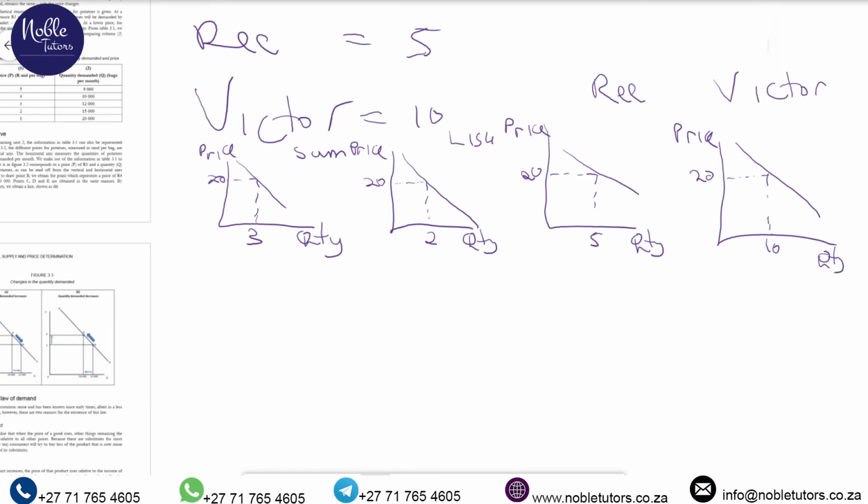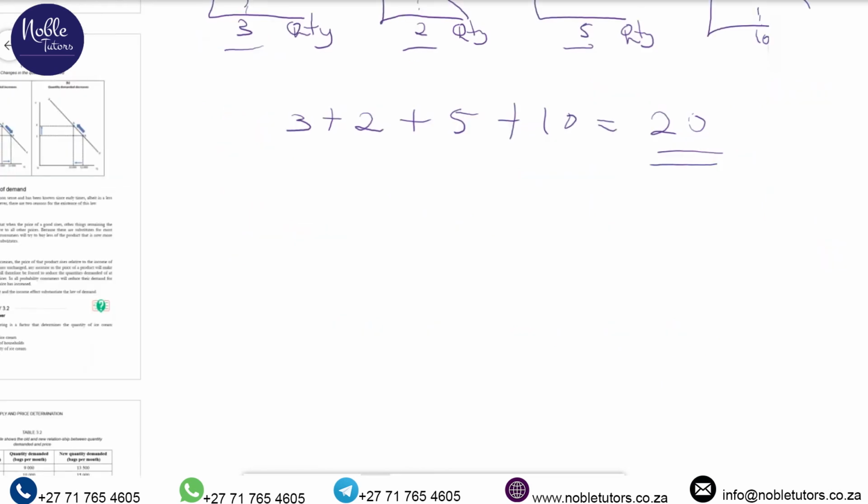Then market demand curve is obtained by adding the horizontal units that can be purchased by each and every consumer. So in this case, market demand is 3 plus 2 units plus 5 units of Ree plus 10 units of Victor. What do we get? We get 20 loaves of bread. So it means 20 loaves of bread will be purchased, say, per day.